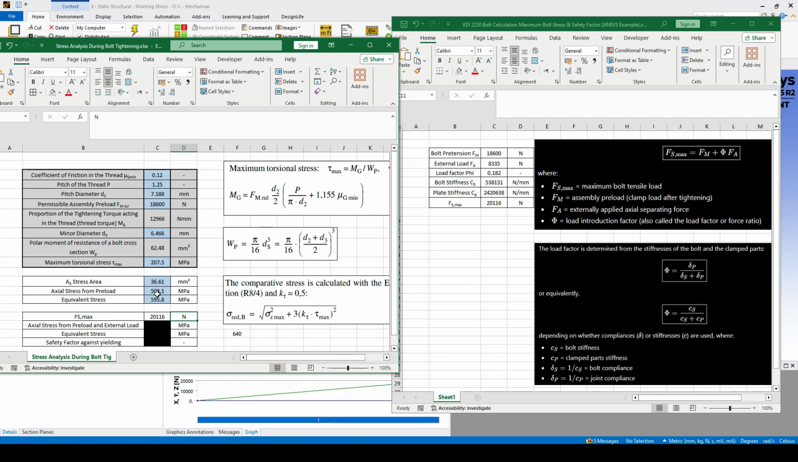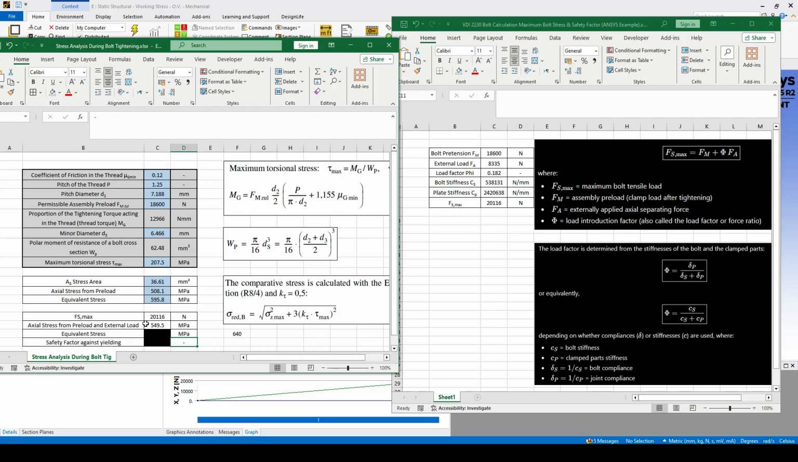Before, we just used the bolt pretension divided by the stress area and got 508. Now we divide this value by the stress area and we get around 550 megapascal. Before we had 508, so we have around 40 megapascal extra coming through the 20 kilonewton load that we have in our model as extra stress on our bolts.